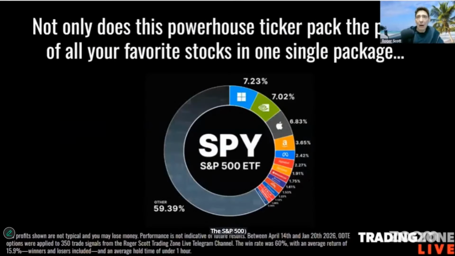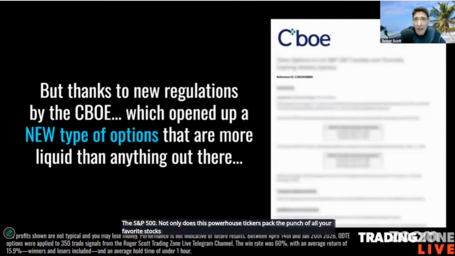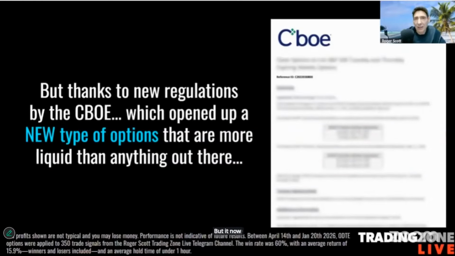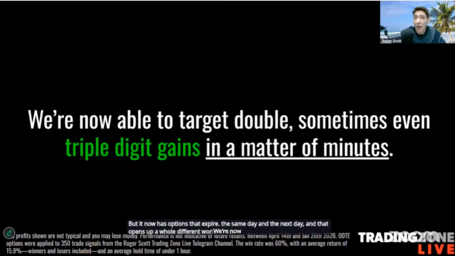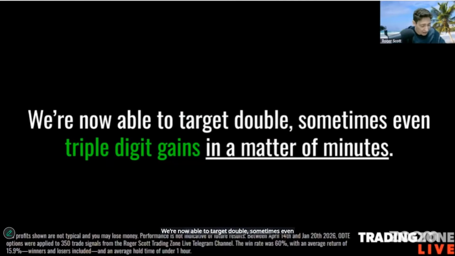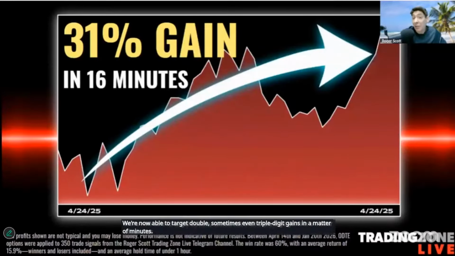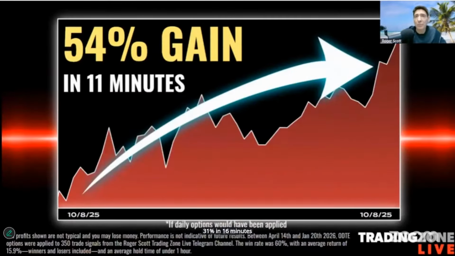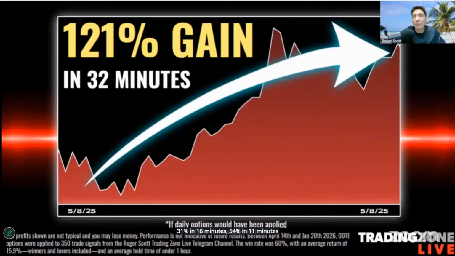Not only does this powerhouse ticker pack the punch of all your favorite stocks in one single package, but it now has options that expire the same day and the next day. And that opens up a whole different world for us. We're now able to target double, sometimes even triple-digit gains in a matter of minutes. 31% in 16 minutes, 54% in 11 minutes, 121% in 32 minutes.